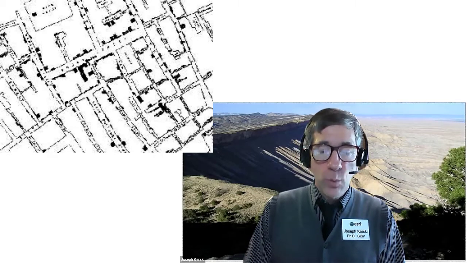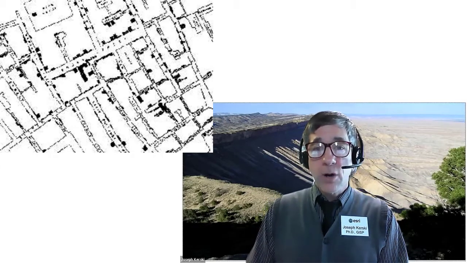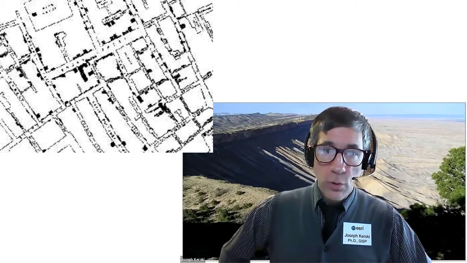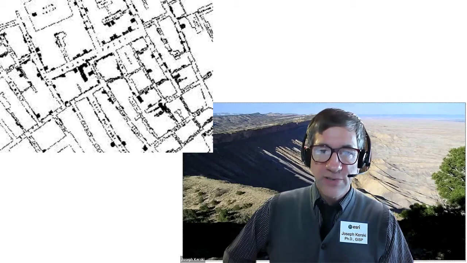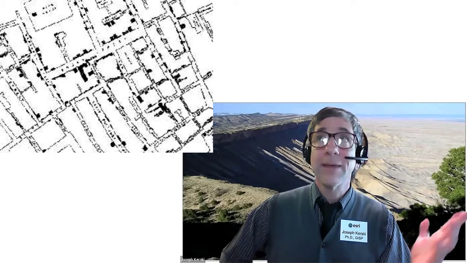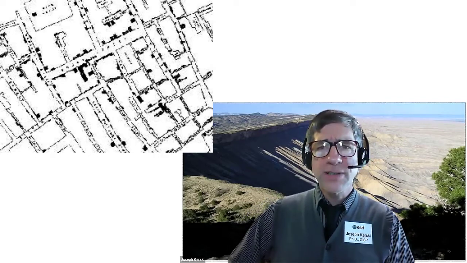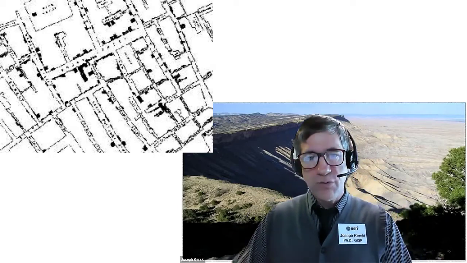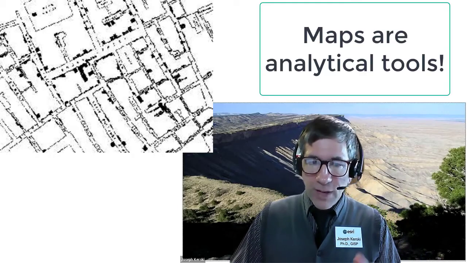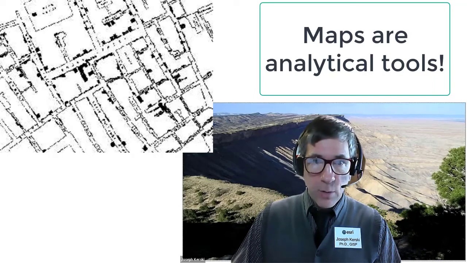Now, why was this map famous? This is widely regarded as the first analytical map, with the aim to determine if cholera was a waterborne disease or one caused by something in the air. Remember, I was saying last week that maps are analytical tools. That's one of my goals in this course, to get you thinking about that very thing. They're not just where things are, but why things are where they are.